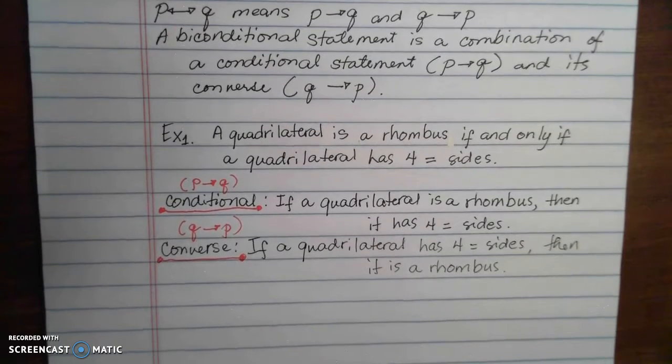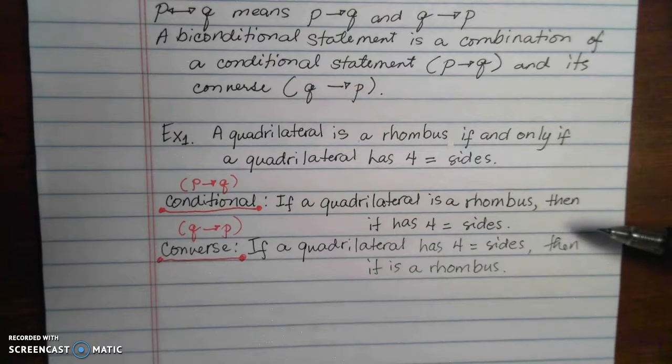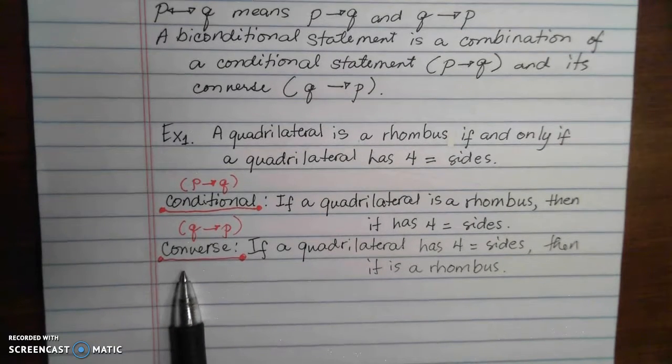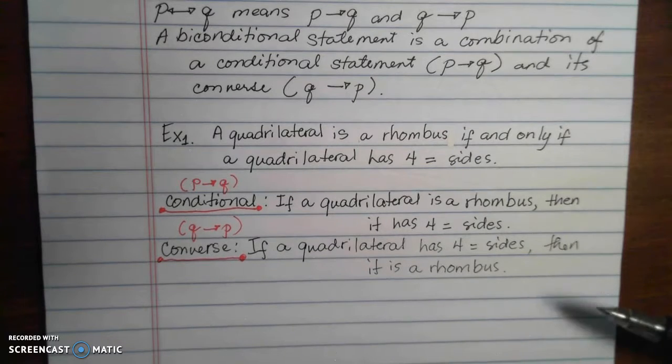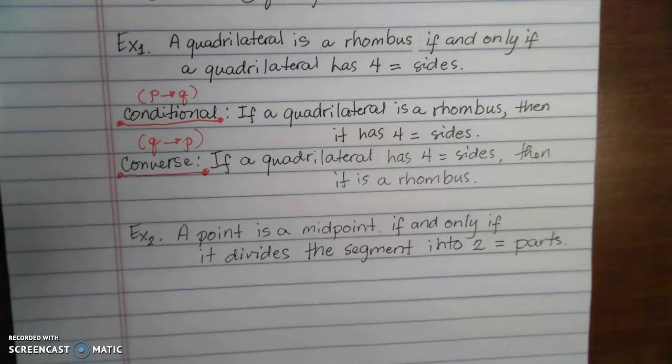Let's have an example. A quadrilateral is a rhombus if and only if a quadrilateral has 4 equal sides. As an example, my conditional statement for that one, which is my P then Q, is going to look like: if a quadrilateral is a rhombus, then it has 4 equal sides. My converse, which is my Q then P, is going to look like: if a quadrilateral has 4 equal sides, then it is a rhombus. For both statements, they're both true. Why don't you try working on this one?